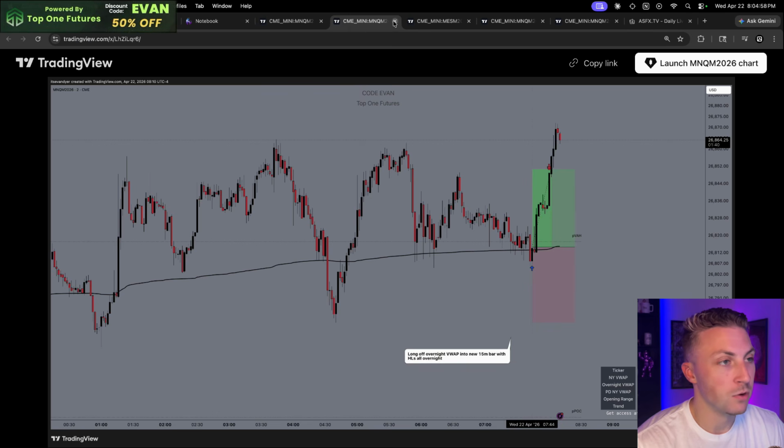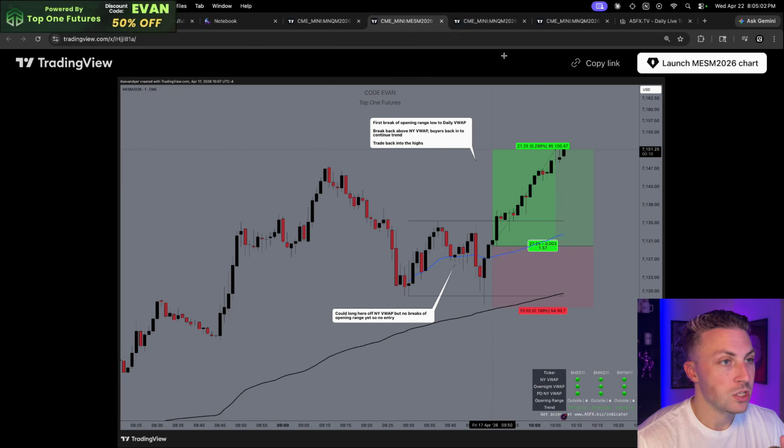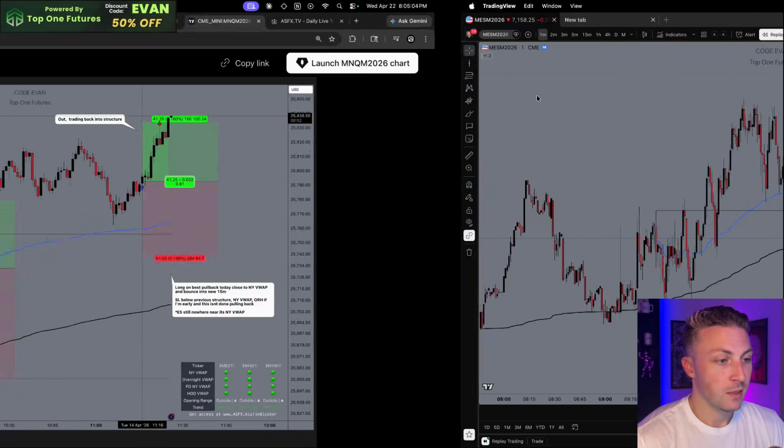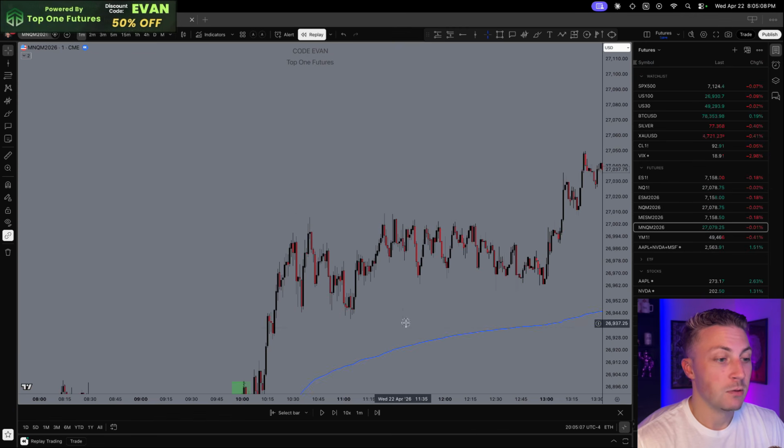That's just a more zoomed in version of that. The clean setup, these are past ones. We'll get into that in just a second. So let's take a look at my long. I don't even have it marked up. Let's go over here on NQ, because that's where I take my trades. That was a clean day.